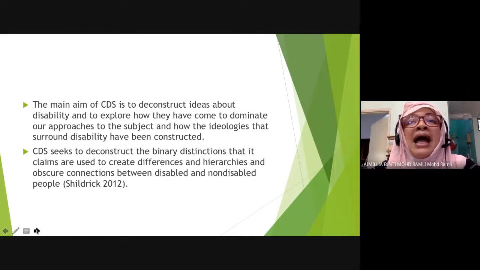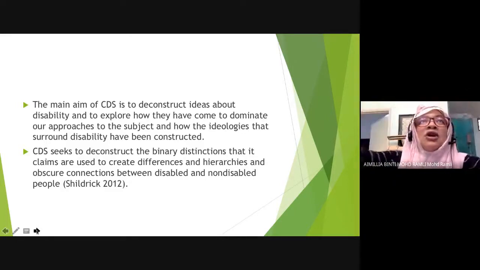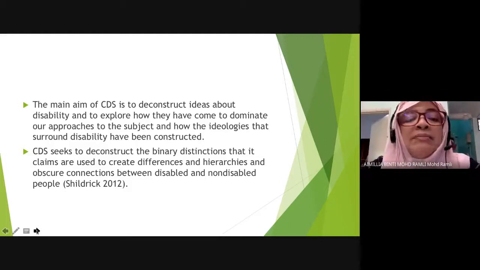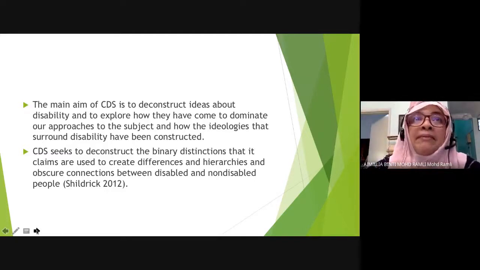It can also be a hierarchy, with able people up at the top and disabled at the bottom. They don't want to obscure, to make unclear, the connection. They want to show the connection between able people and disabled people, that they are the same. They can be the same.